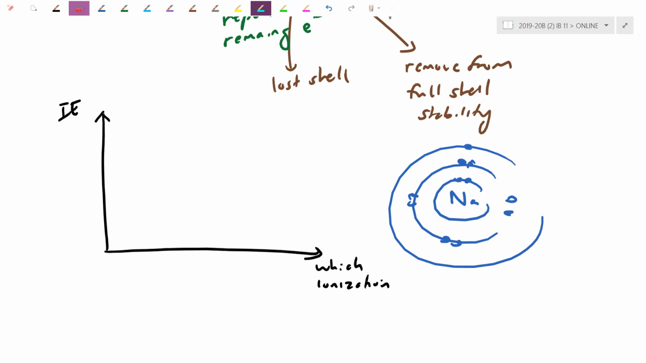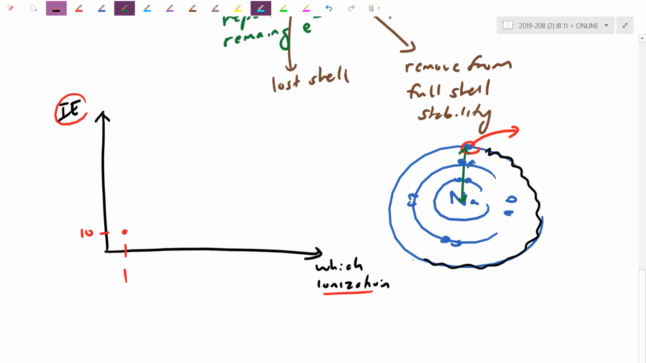Now I'm going to plot for you how hard it is, the ionization energy, versus which electron I'm pulling out. So we start off, say the first ionization energy, the first electron is going to be that 3s electron. It's the one on the third shell. It's really easy to remove because it is the furthest away from the sodium nucleus. So I'm just going to randomly put a number. This one here is relatively low energy. Some number I'm going to make up. Let's say 10.